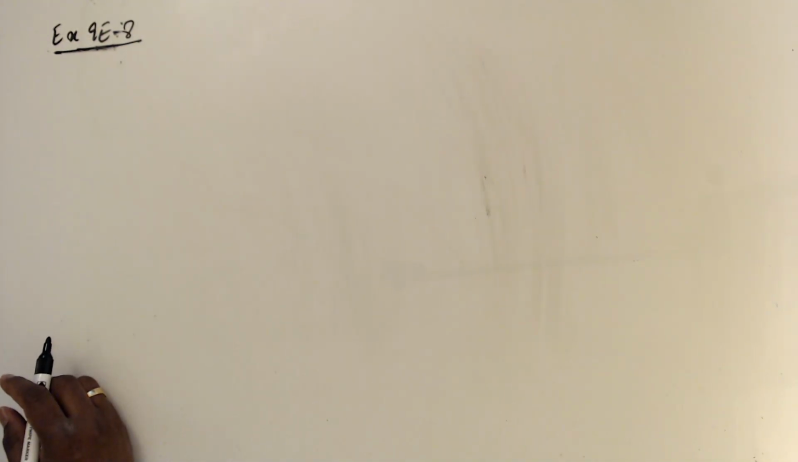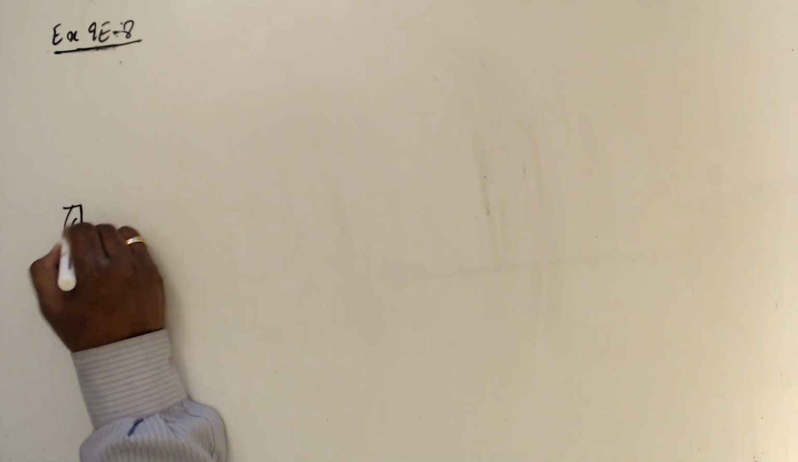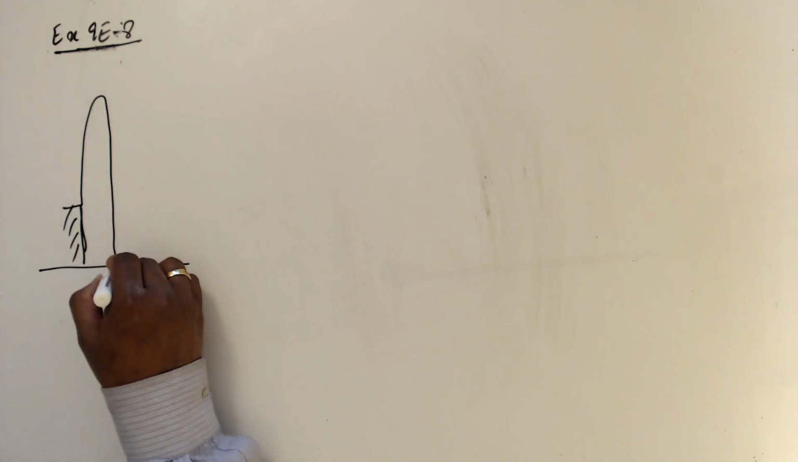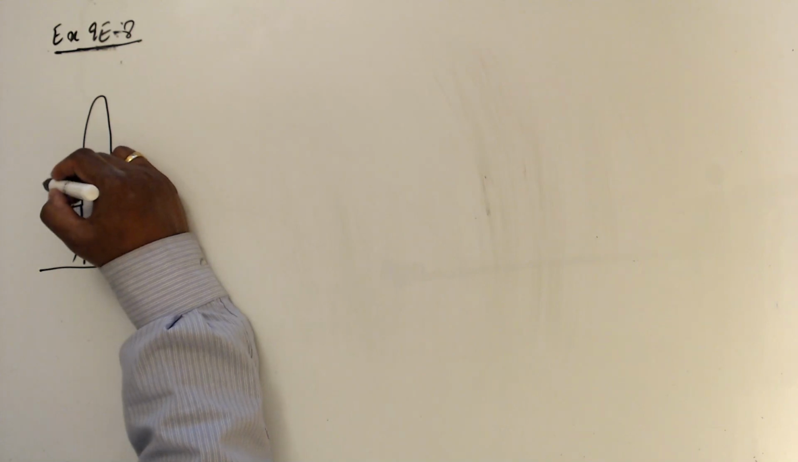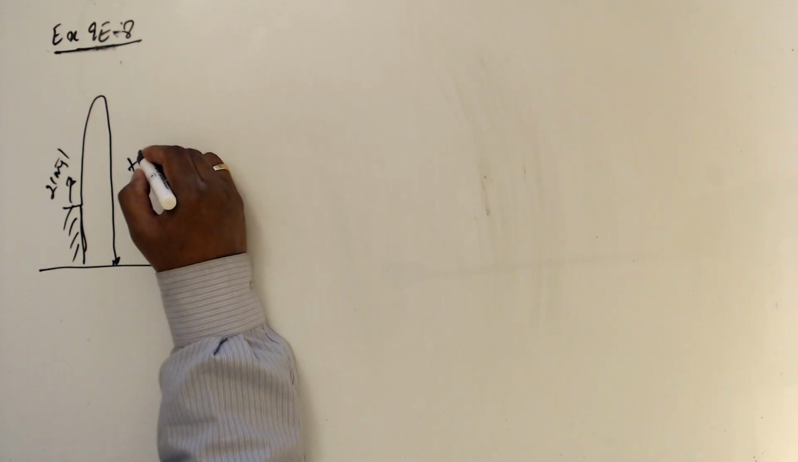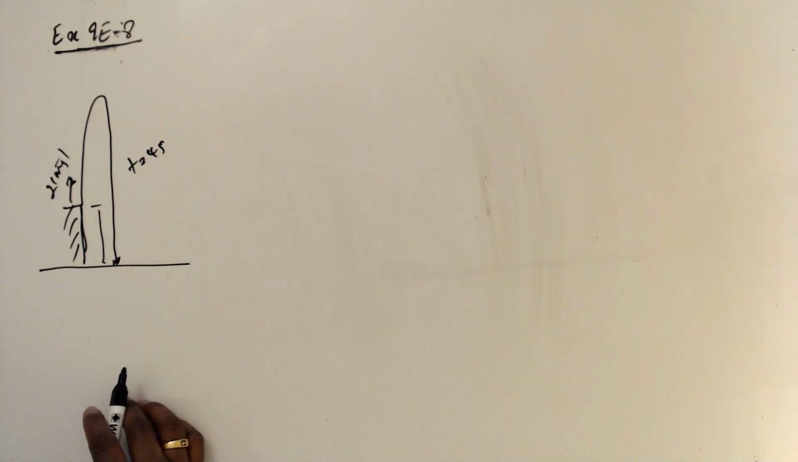Question number 8. A ball is thrown vertically upwards with a speed of 21 m/s. It hits the ground 4.5 seconds later. Find the height above the ground from which the ball was thrown. It means this is the ground level. It was thrown from above the ground, so it will come down like this. The throwing speed is 21 m/s, and the flight time is 4.5 seconds. So our answer should be a negative value.